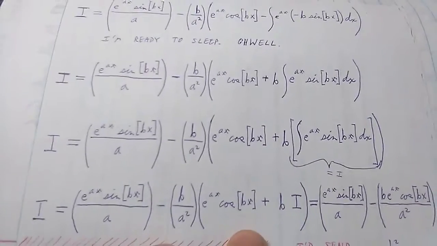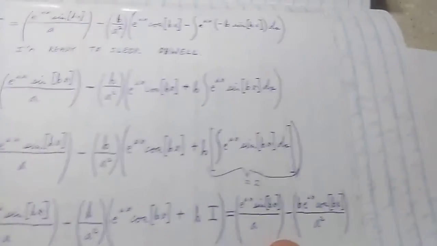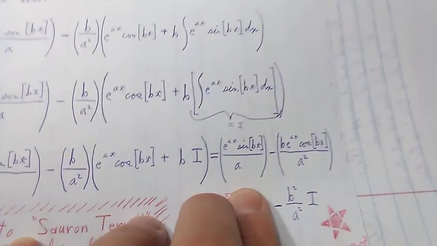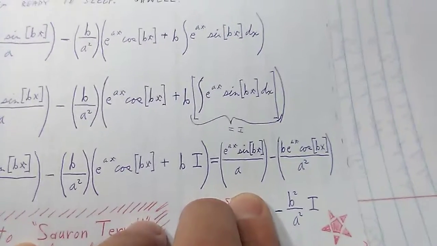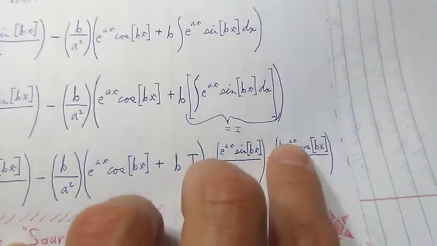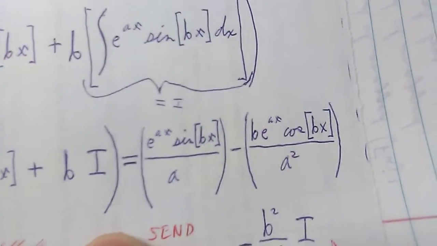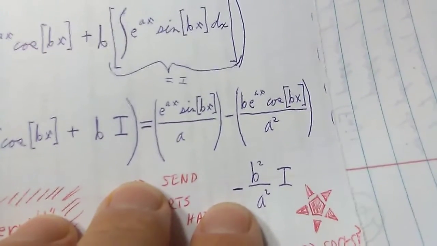And then we come down here, and we now have I instead of this thing. So we keep on doing a little bit more algebra, and we come up with e to the ax times sine of bx over a, minus b times e to the ax times cosine of bx over a squared, minus b squared over a squared times I.